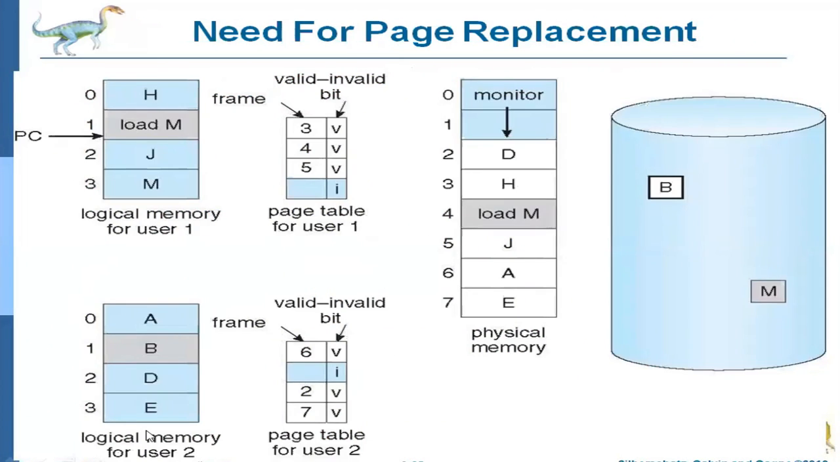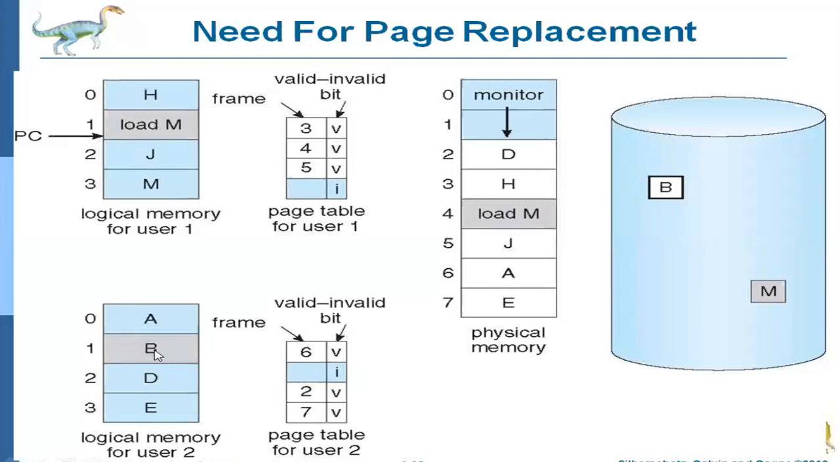Logical memory for user 2. So here at the sixth location, what value is there? A. That means at the 0th location, A will be stored. And the first position is B, but here we have no frame number to represent, that is nothing but invalid. And at the second position, the value can be 2, that is nothing but D. So it is there, so we can store it. And the seventh position, the value is E, so it can be loaded into the execution.